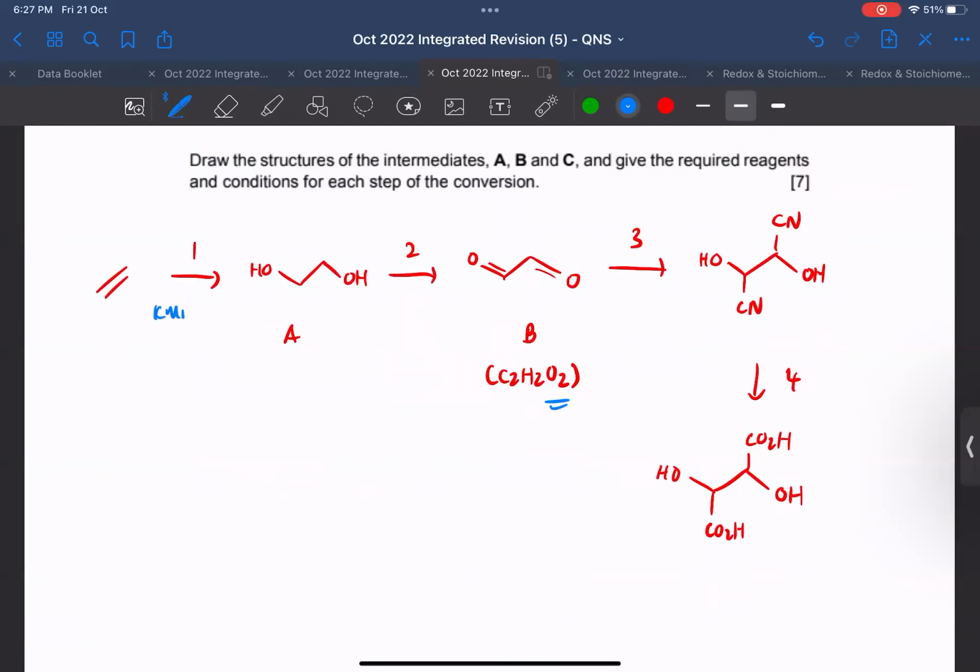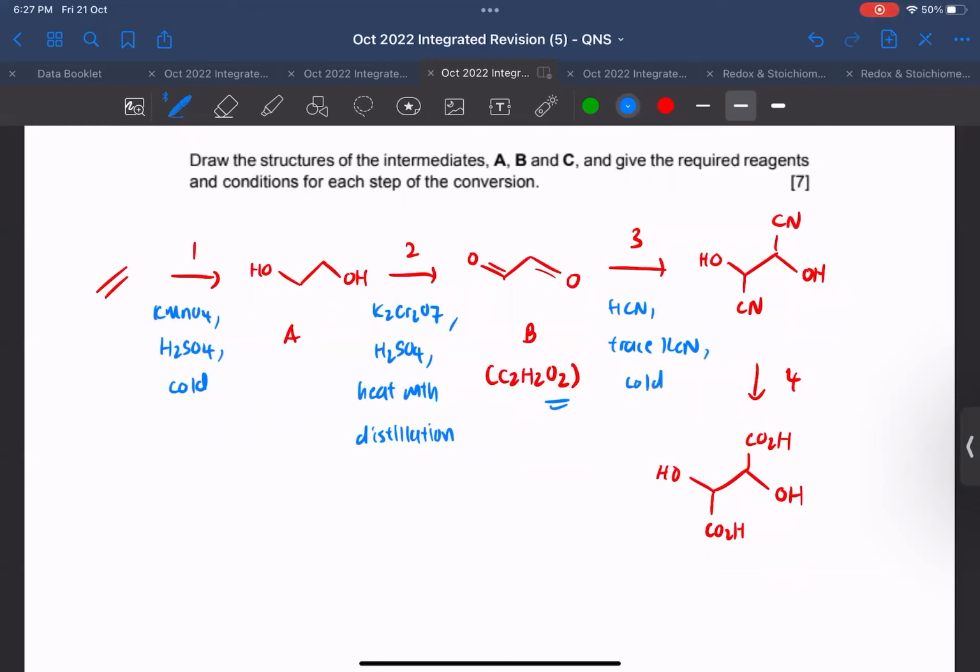First one, mild oxidation. Remember, you can use H2SO4, you can use NaOH, but you must use cold. Must be cold. The second one, you must use dichromate, cannot use KMnO4, H2SO4, and you must heat with distillation. Don't forget all these control factors. And then for step 3, we can undergo nucleophilic addition, HCN, trace KCN, and cold. And then for the final step, it's just your acidic hydrolysis, H2SO4, heat.